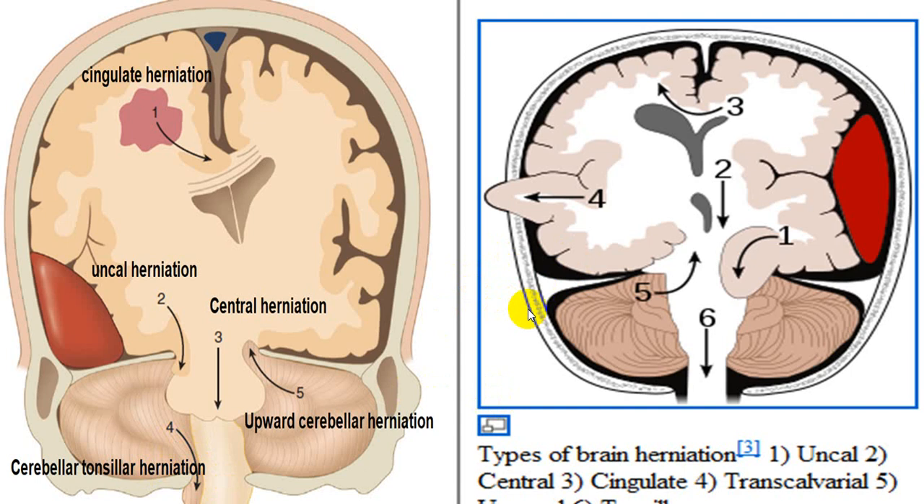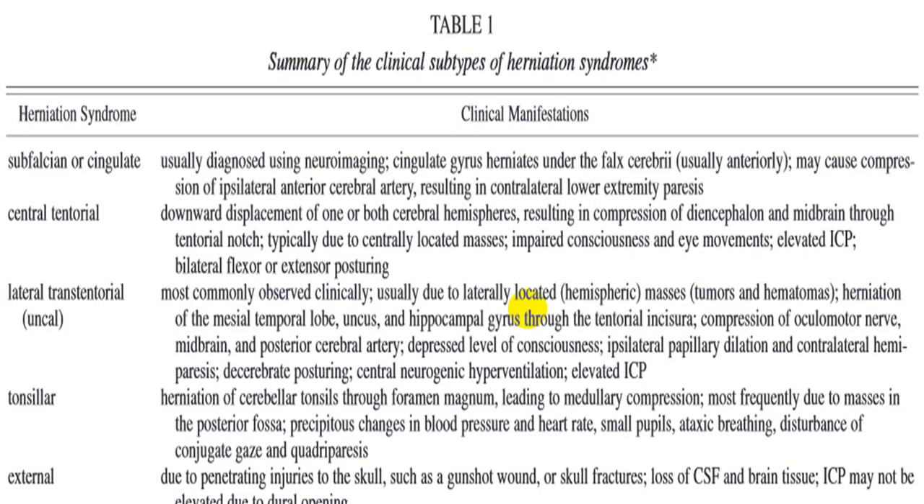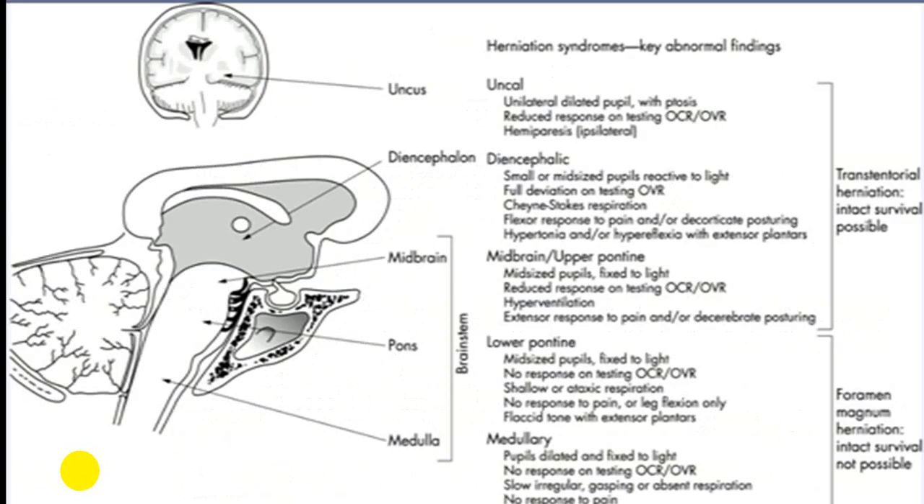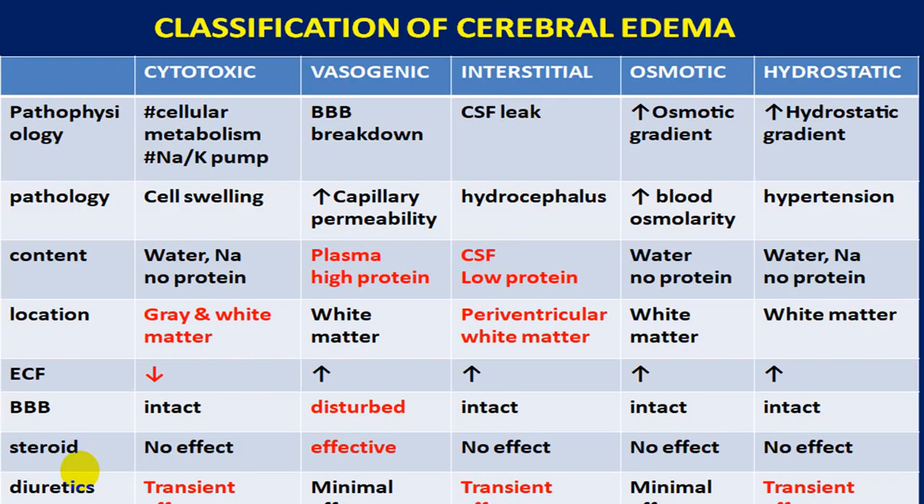So these are the different types of herniation. We'll be talking in detail when we do a chapter on herniation. And these are the symptoms and signs in herniation syndromes. We call them subfalcine or cingulate, central tentorial, uncal herniation, tonsillar herniation, and in case of a fractured skull, you can have an external herniation when a portion of the skull is missing. I'm skipping this particular part on herniation syndrome; we'll be doing it separately.